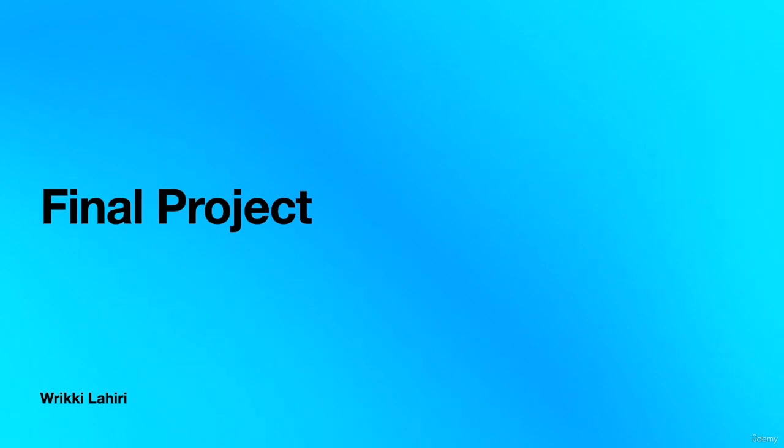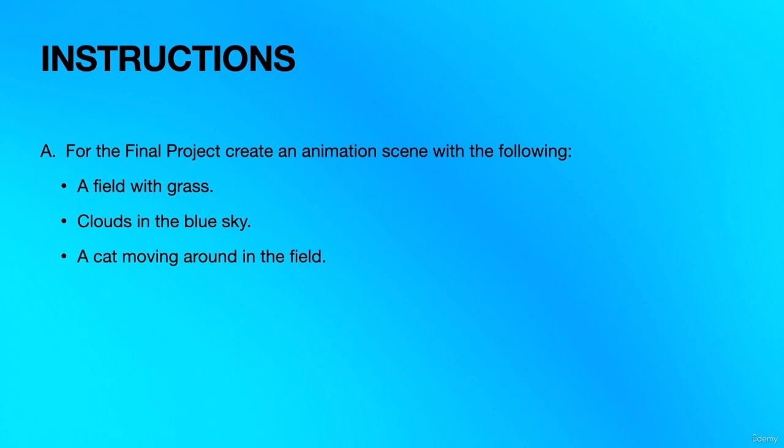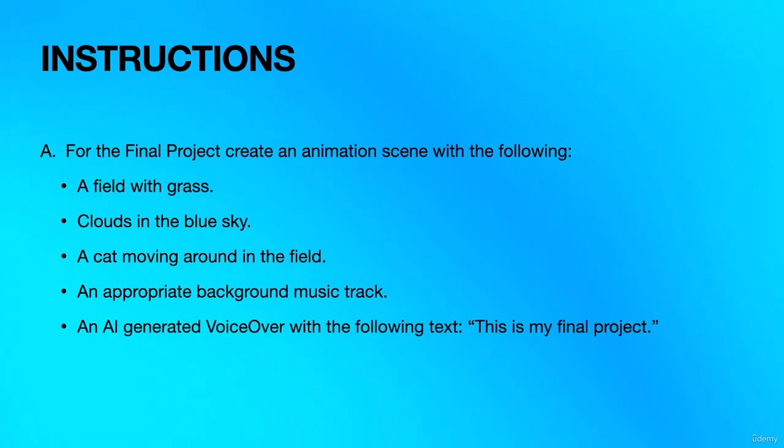Hey everyone, welcome to the final lecture in this course. And today I'm going to talk about the final project. For the final project, you have to create an animation scene which will have the following: a field with grass on it, clouds in the blue sky, a cat moving around in the field, an appropriate background music track, and AI generated voiceover with the following text.